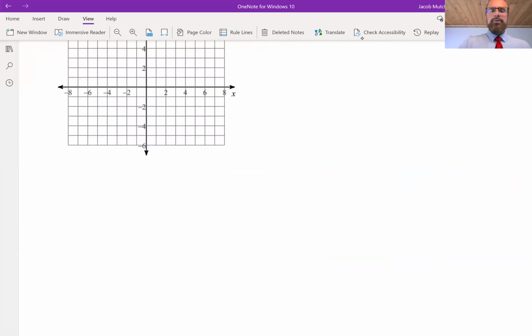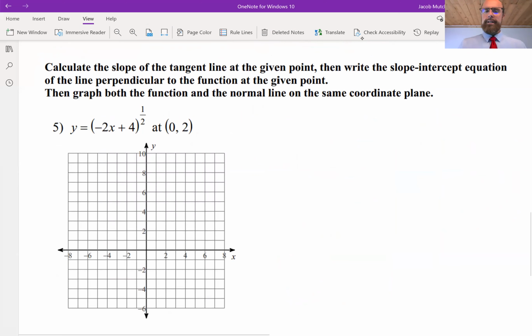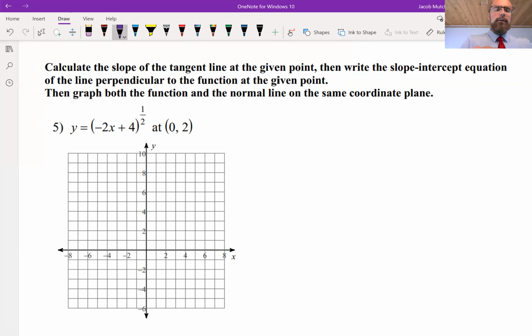We'll go to 100% here so we can read. So here our function is different. It's not a quadratic. So our f of x here is a radical function. y equals (negative 2x plus 4) to the power of half. I'm going to label that as f of x. And then I've got this point, so it's good to label stuff as we begin. 0, 2 is my c, f of c.